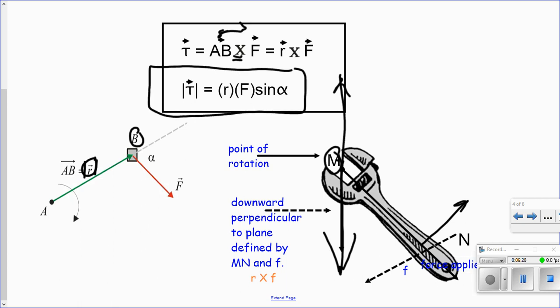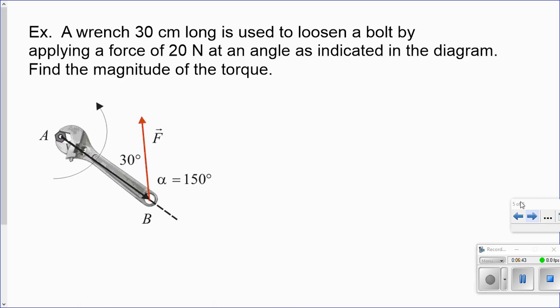Torque is a magnitude, similar to work in a lot of cases. It's a calculation of joules. Torque is represented by joules as well. So here's an example. I think we've got enough information here.